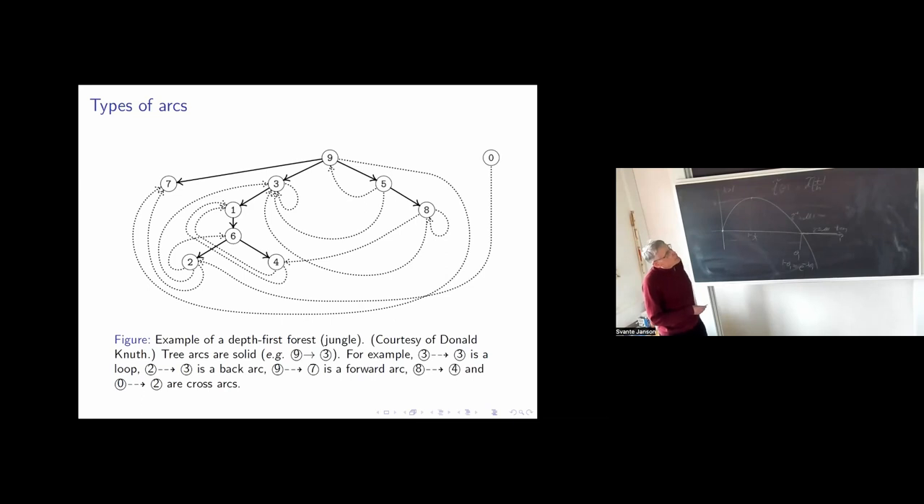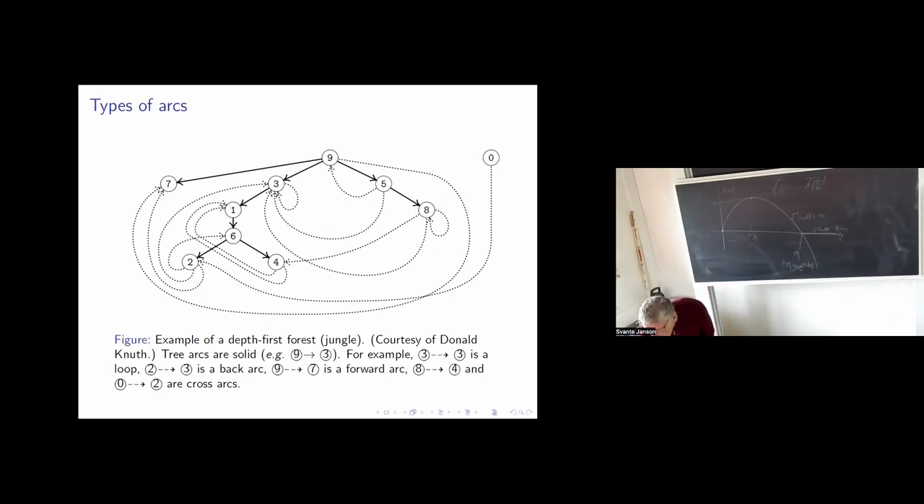On the other hand, there's an arc from 9 to 7. There's a tree arc there in the tree, but it's also a second one later. That leads from vertex 9 to a descendant that we have already visited by some previous arcs. So that's called a forward arc. And then the other arcs that we ignore are called cross arcs, for example, the one from 8 to 4. So they go to some other part of the tree where we've been before.